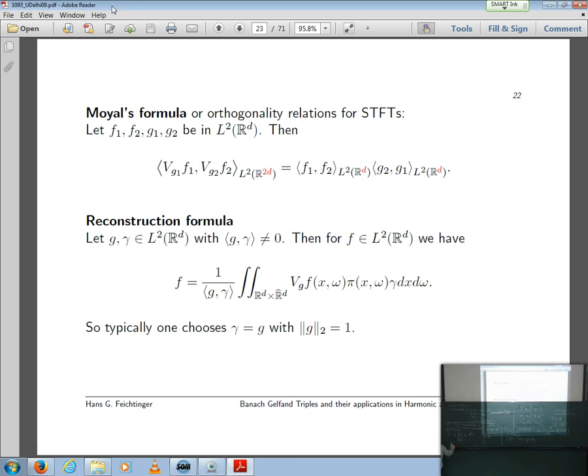Because these characters are bad guys, they're not in L2, you have to be careful. The f has to pay a price. But somehow the idea is it's like a continuous orthonormal system, or people doing continuous frames now, I would say it's a continuous tight frame or something like this.